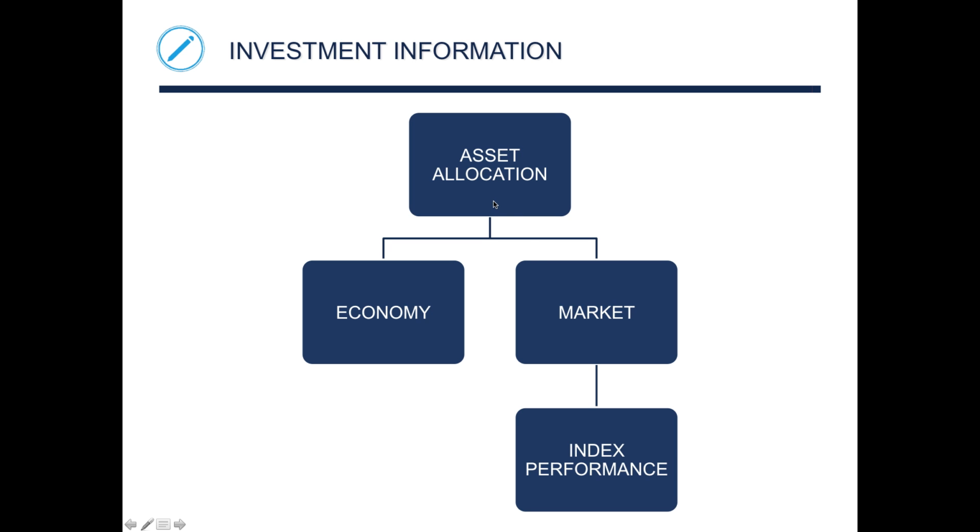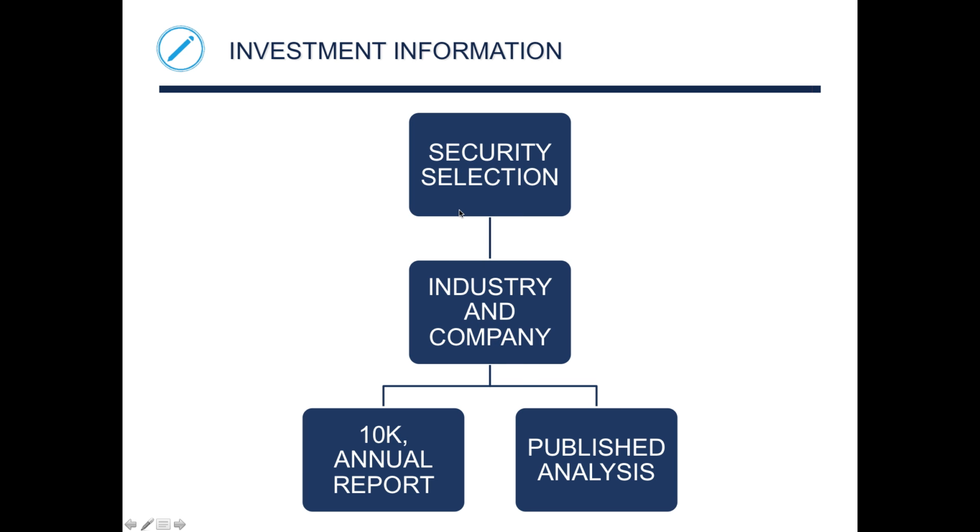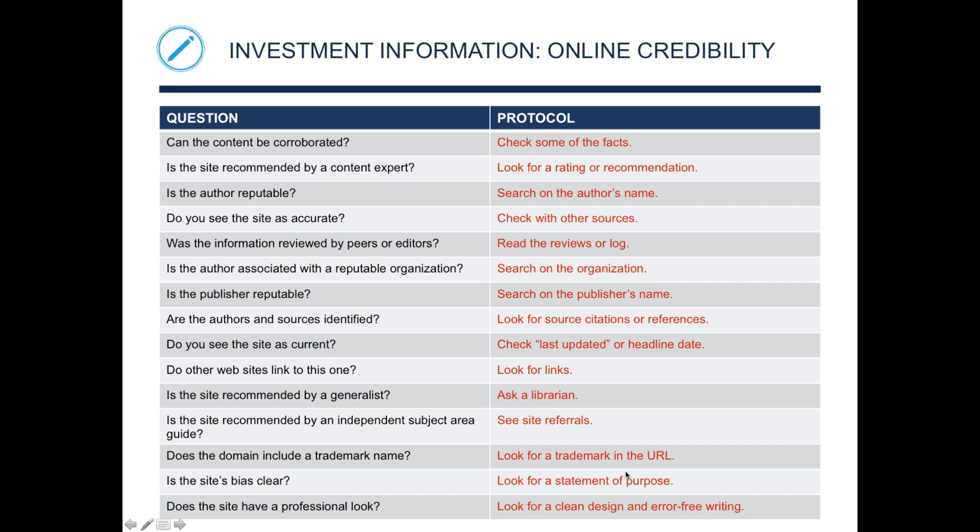Asset allocation. Now we're going to talk about the market and index performance. Security selection, industry and company: when you're looking at an annual report of a company, you're looking at their 10K. If you Google, for example, Apple 10K, you'll find their annual report, and you'll also find published analysis of the companies and the industries that you want to look into.